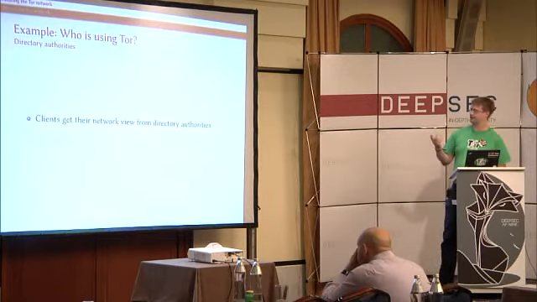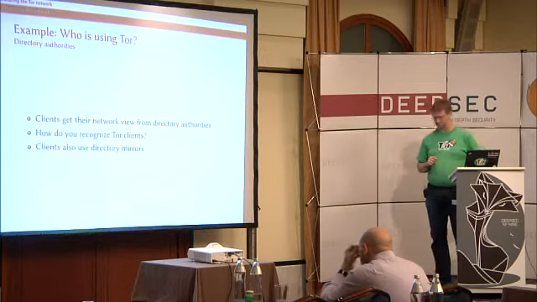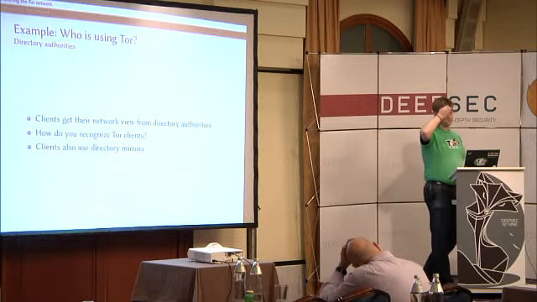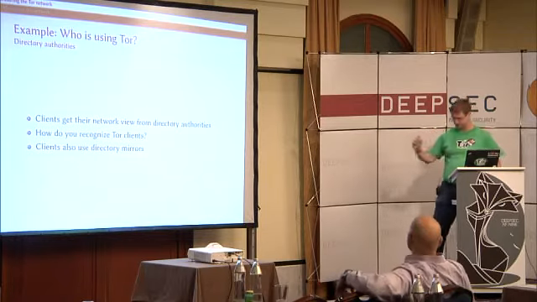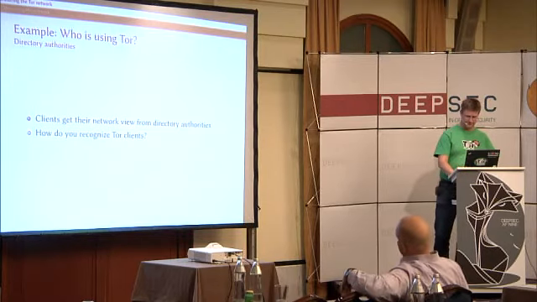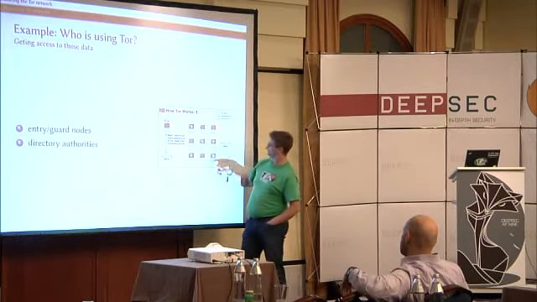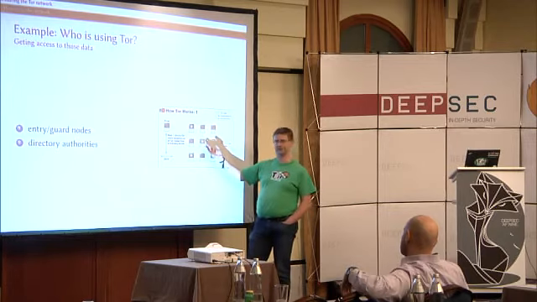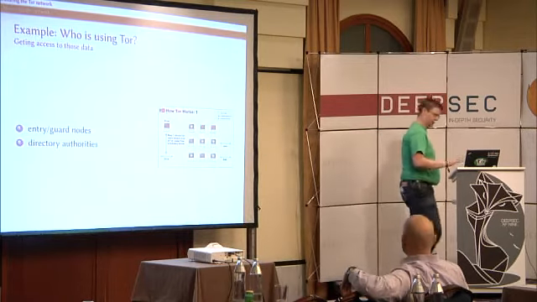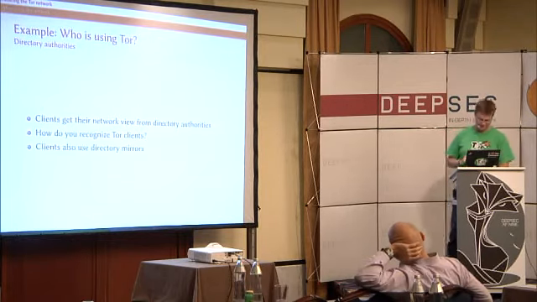As I said, the clients get their network view from the authorities, and you need to somehow recognize the TOR clients. But in the current design, you can also set up your TOR relay to be a directory mirror. It means your relay, your TOR server, also mirrors this directory information. So the client of Alice here, going back to this slide, doesn't go every time to Dave, but it can also go to this node, for instance, and ask it for directory information, and this node can hand it over to Alice. So there are some possibilities to hand over directory information, and all those nodes have the information.